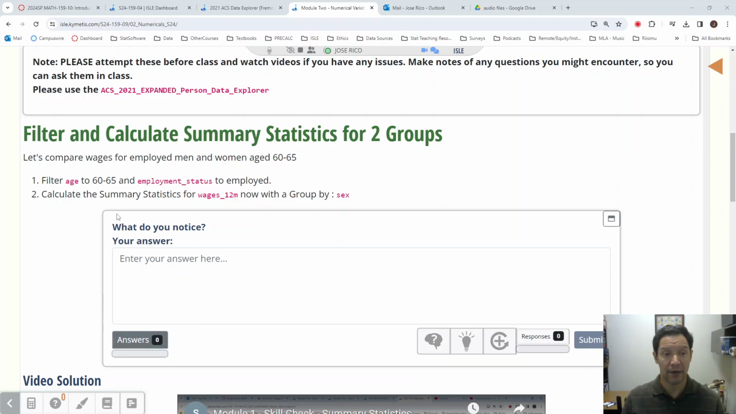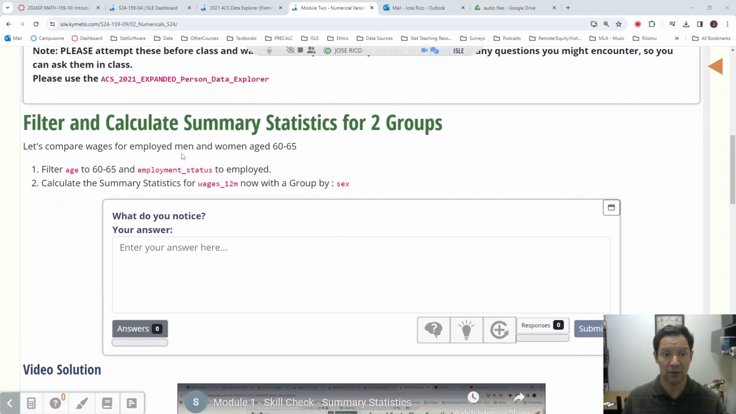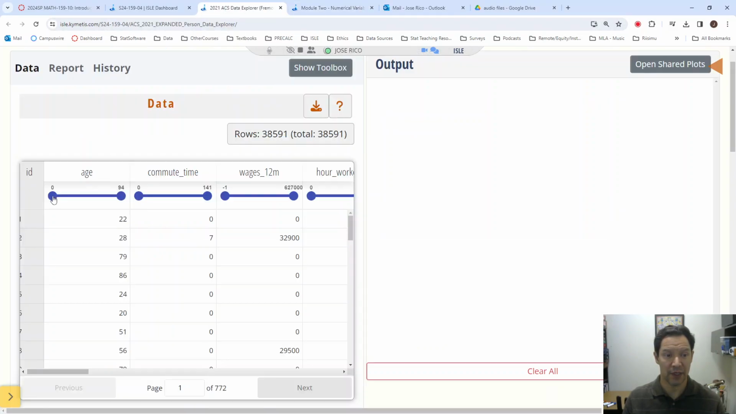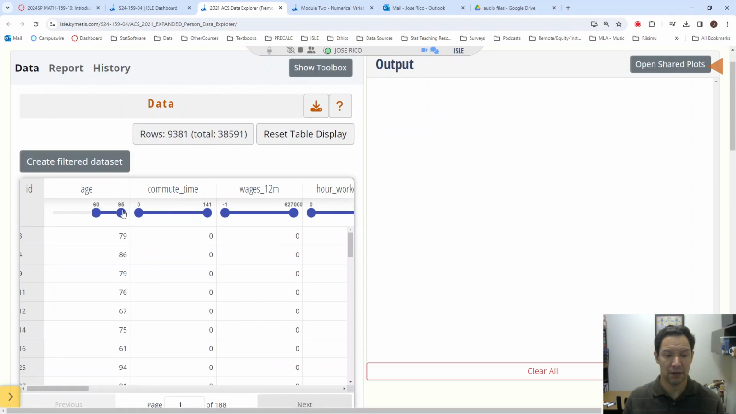Alright, what we're now going to do is look at how to compare summary statistics. How do we calculate and compare summary statistics? So we're going to filter age and employment status to employed. So we're going to go age 60 to 65.